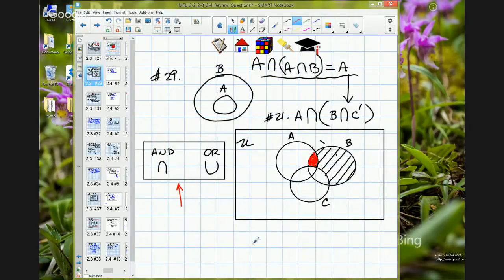Yeah, 29. 29 says A intersect B is A. So here's the problem, and here's my diagram. Well, do the parentheses first. Where does A intersect B in this picture? In A. The red circle.